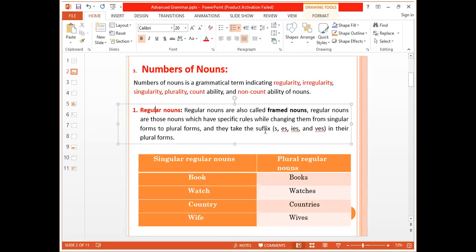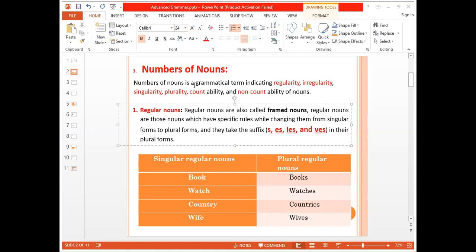How does it follow rules and regulations? It follows rules and regulations when changing from singular into plural. Whenever you want to change a singular noun, can you see an example here? Book. Clear? And if you want to change it into plural, and these nouns follow these rules I have written here, let me make it bigger so that you can see properly. If a noun takes s at the end in plural form. Like if there is a noun that is singular, clear? If a noun that is singular takes what?